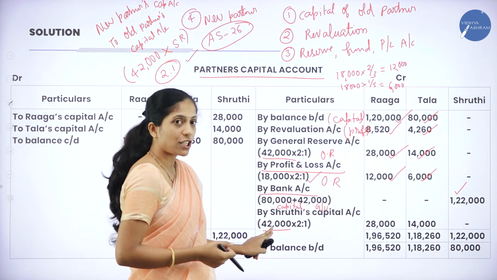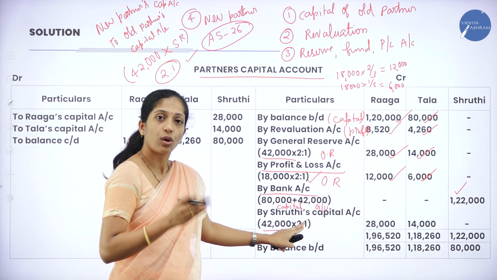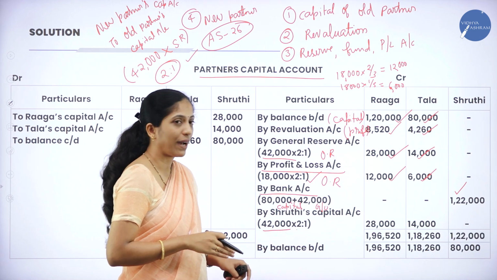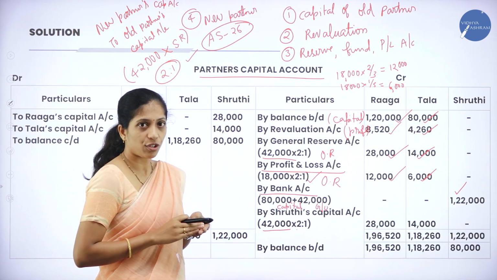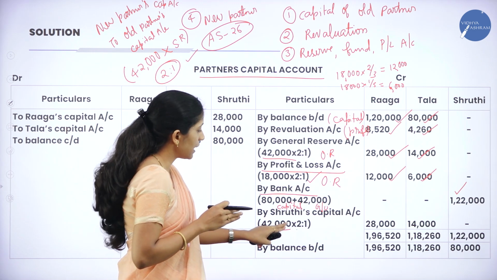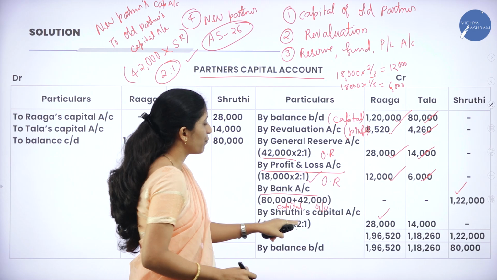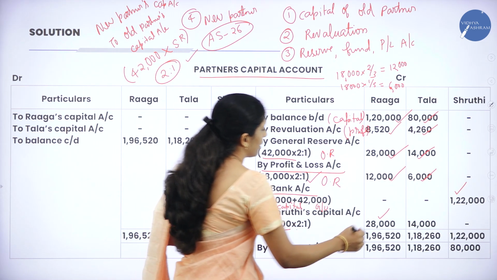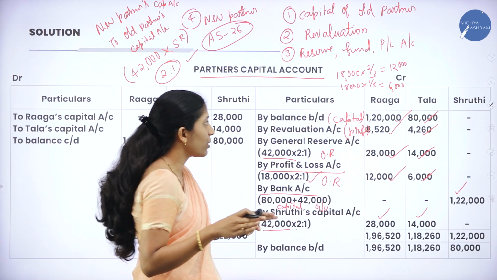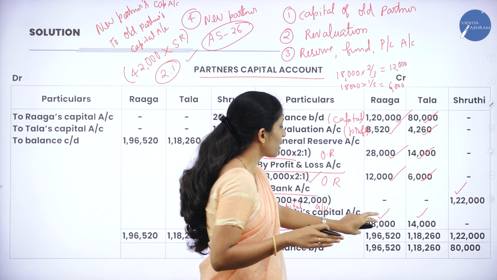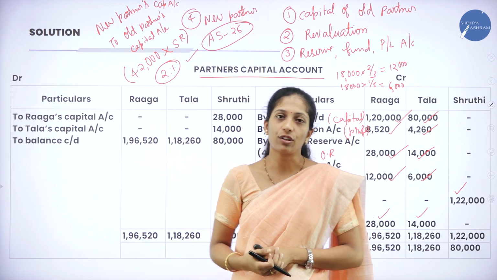Now the goodwill which is brought by the new partner is 42,000 and the sacrifice ratio is the old ratio itself, that is 2:1. Now we have to divide that 42,000. So 42,000 into 2/3, we'll get 28,000. In the same way, 42,000 into 1/3 will give 14,000. But you will not write the amount in the new partner's column because we have to distribute it among the old partners, in their respective columns.